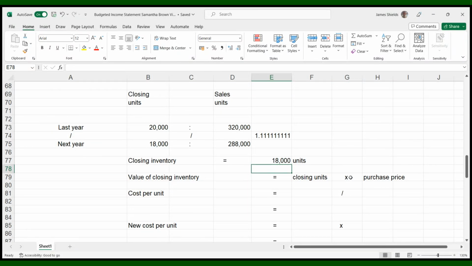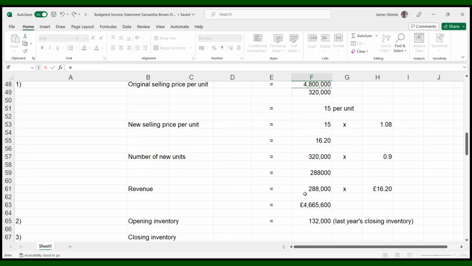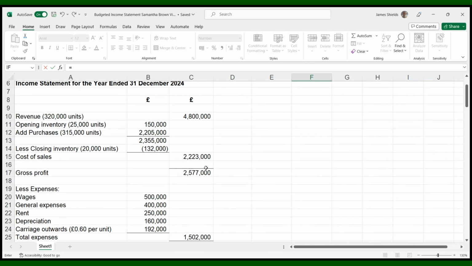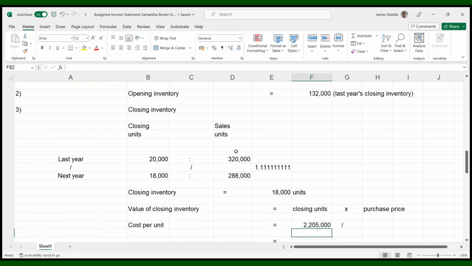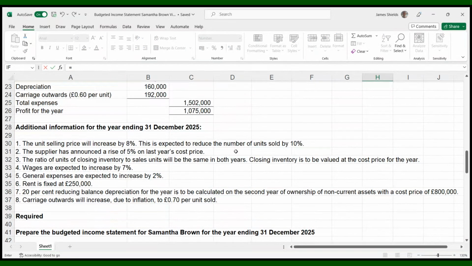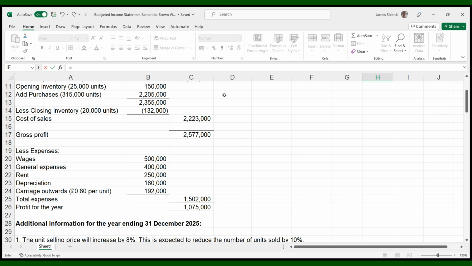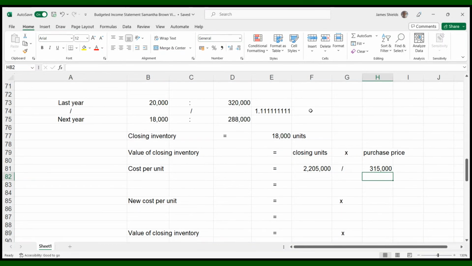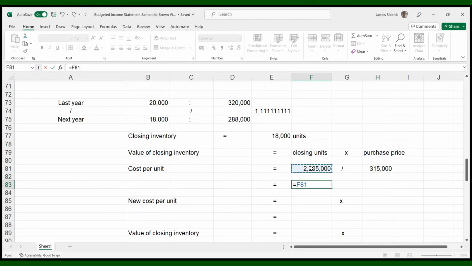Now I've got to work out my value of closing inventory. So it'll be the closing units times the purchase price. Now I don't know the purchase price at the moment, so I need to work that out. So the cost per unit is going to be the total purchases. So let's go back to the income statement. Total purchases, which was 2,205,000. I'm going to divide by the number of units we purchased. And that was 315,000 units. So my cost per unit is going to be the 2,205,000 divided by the 315,000 units.